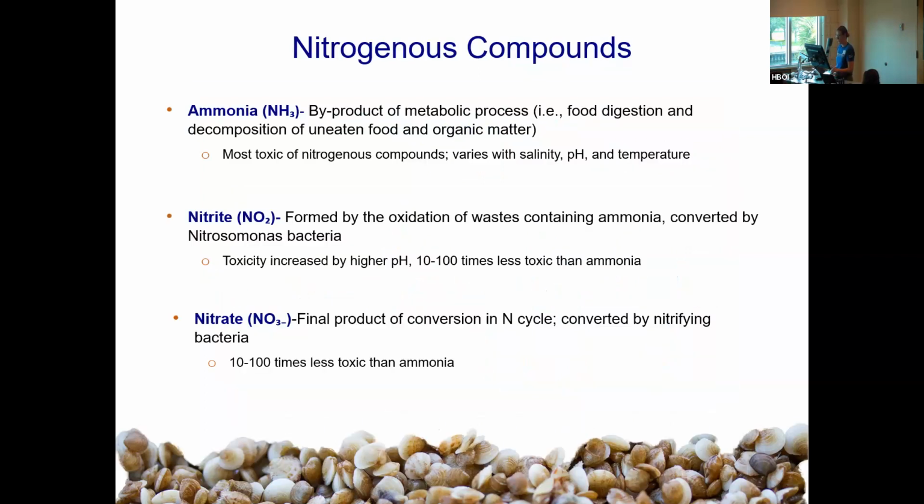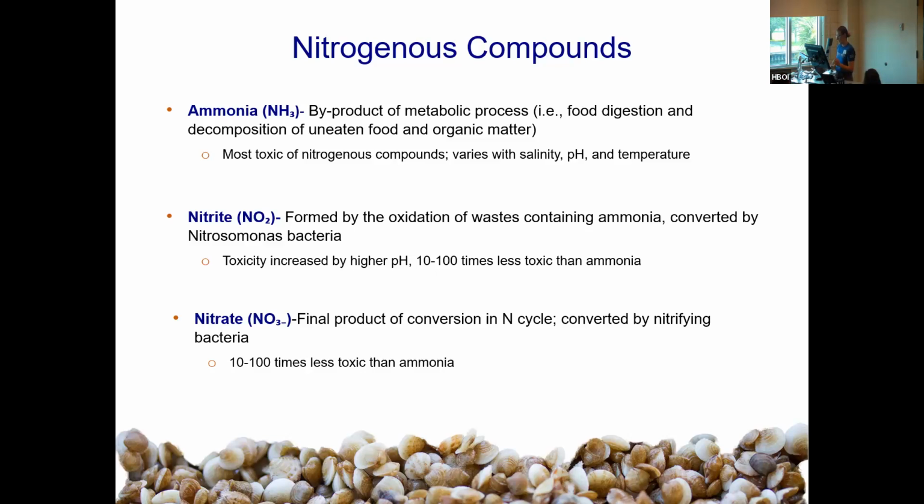I'm going to switch now to nutrients, nitrogenous compounds, and give you some definitions. Ammonia is the byproduct of metabolic processes, such as food digestion, and of the decomposition of uneaten food and organic matter. It's the most toxic of the nitrogenous compounds, and it varies with salinity, pH, and temperature. Nitrite in the middle is formed by the oxidation of wastes containing ammonia, and it's converted by nitrifying bacteria.